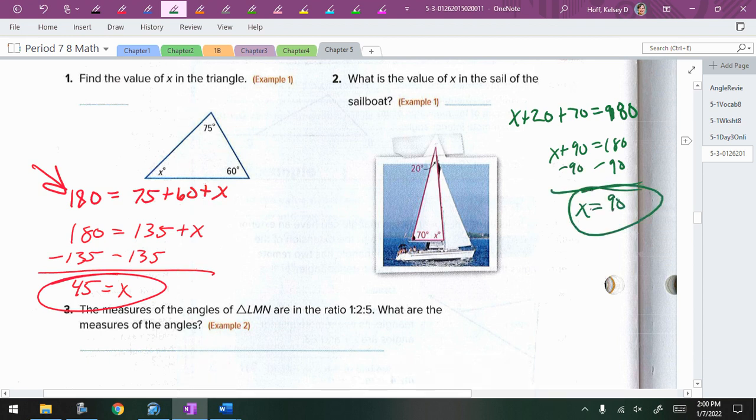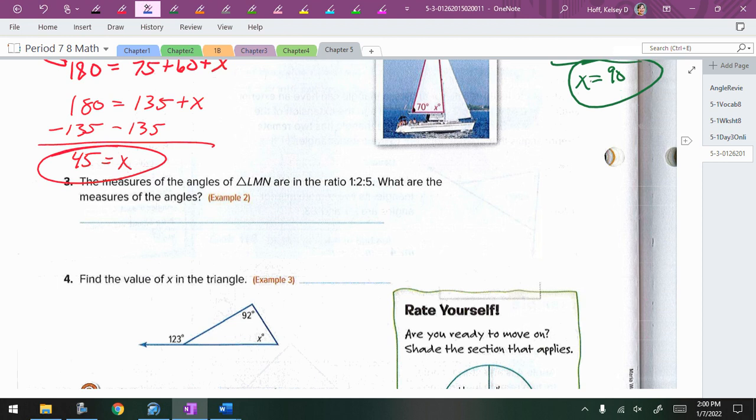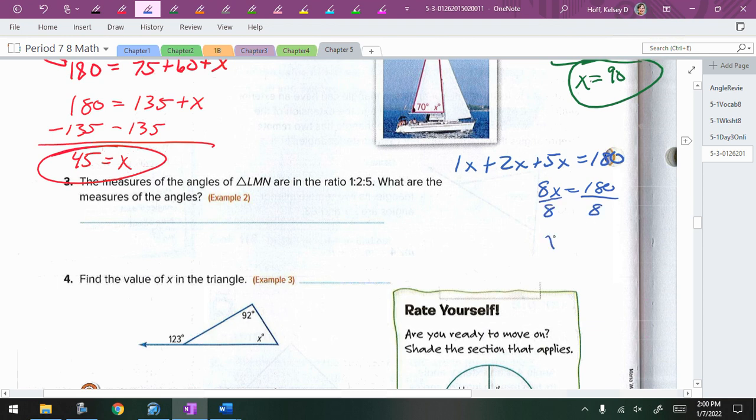The measures of the angles LMN are in the ratio 1 to 5. What are the measures of the angles? Who can write this equation for me? Becca? Very good. 1 to 5 equals your ratio. 1 plus 2 plus 5 is 8x. This is where people said, can you have a decimal? Because x really ends up being 22.5. Should I quit there? No.